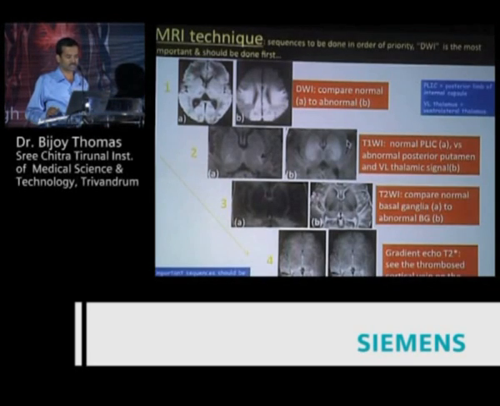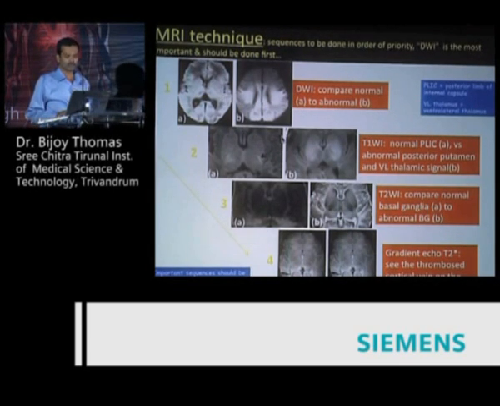When we talk about sequences, we can't sedate these babies quite often because of their clinical condition. Although most places outside sedate them, we can use sucrose pacifiers, and they will lie down for quite some time, for seconds. So you can actually finish off a diffusion sequence. It's the most important sequence in neonatal imaging in an acute setup.